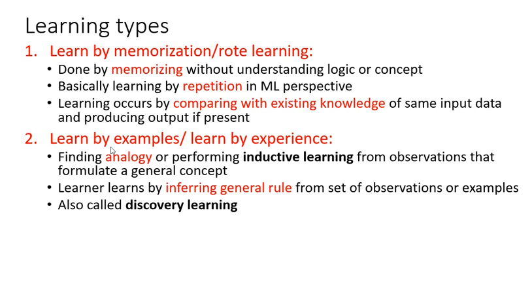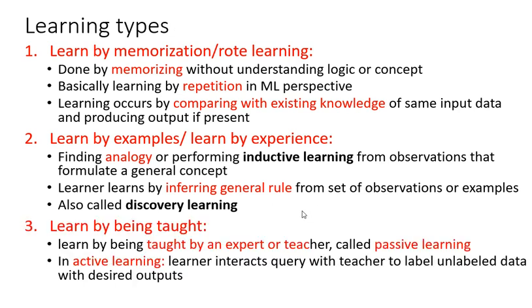The second type of learning is learning by examples or learning by experience. We try to find an analogy, or we perform inductive learning from the observations and then formulate a general concept. So the learner here learns by inferring a general rule from a set of observations or examples. So a rule is made based upon these examples or set of observations, and hence it is also called discovery learning.